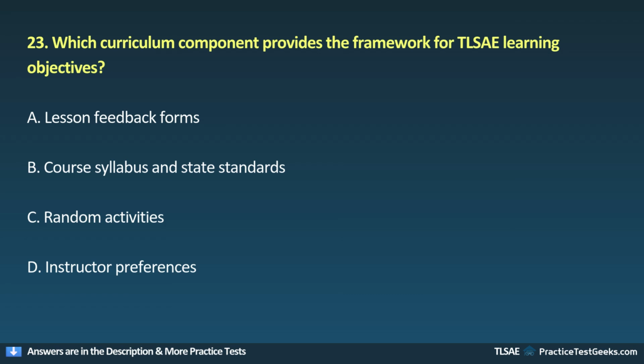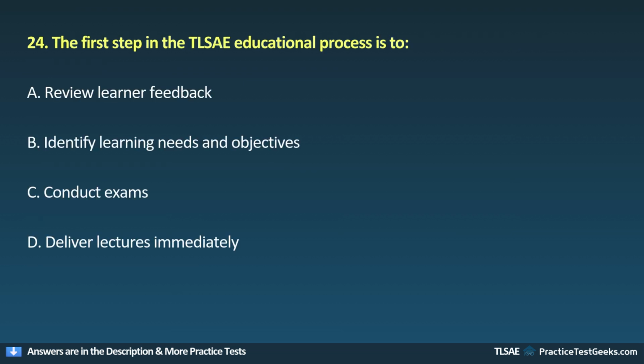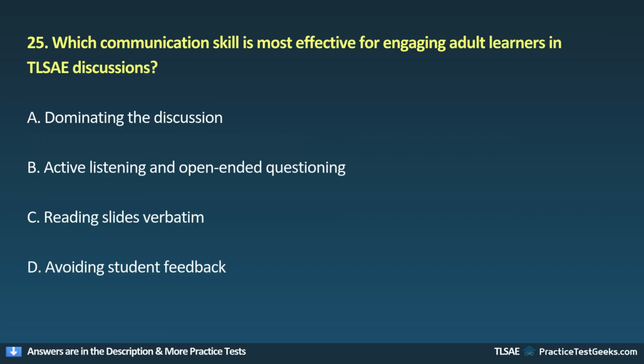A. Lesson feedback forms. B. Course syllabus and state standards. C. Random activities. D. Instructor preferences. 24. The first step in the TLSA educational process is to A. Review learner feedback. B. Identify learning needs and objectives. C. Conduct exams. D. Deliver lectures immediately.